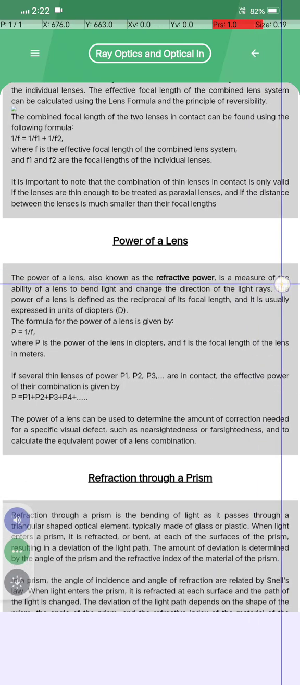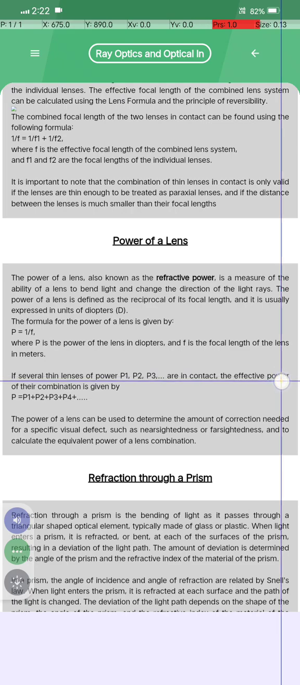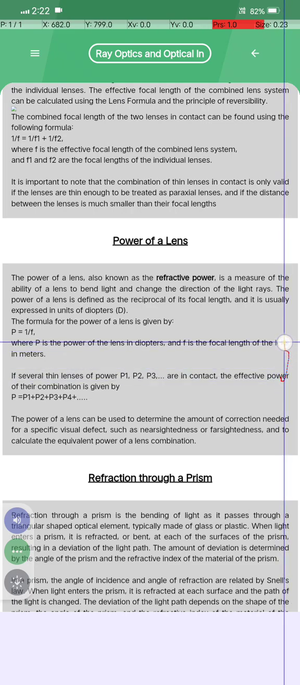So power of a lens, known as the refractive power, is a measure of the ability of a lens to bend and change the direction of light, and the power of a lens is defined as the reciprocal of its focal length and it is usually expressed in the unit of diopter. Okay. अब देखा जाए तो the power of a lens is given by P is equal to 1 by f. P क्या है, पावर ऑफ डायोप्टर है, जब f क्या है, फोकल लेंथ है. ओके. अब देखा जाए where lens P is equal to याद करेगा 1 by f होता है.